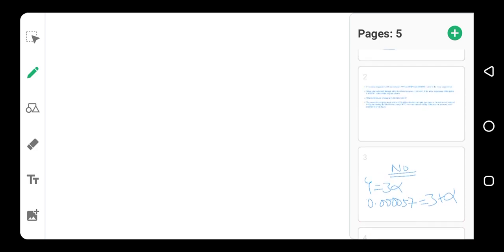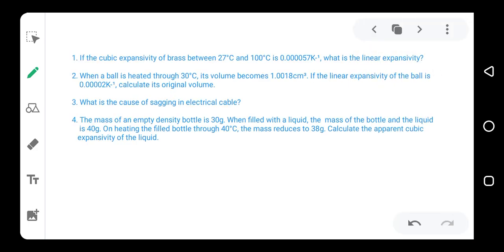Now we look at example question number 2. When a ball is heated through 30 degrees Celsius, its volume becomes 1.0018 cm cube. If the linear expansivity of the ball is 0.00002 per Kelvin, calculate its original volume.